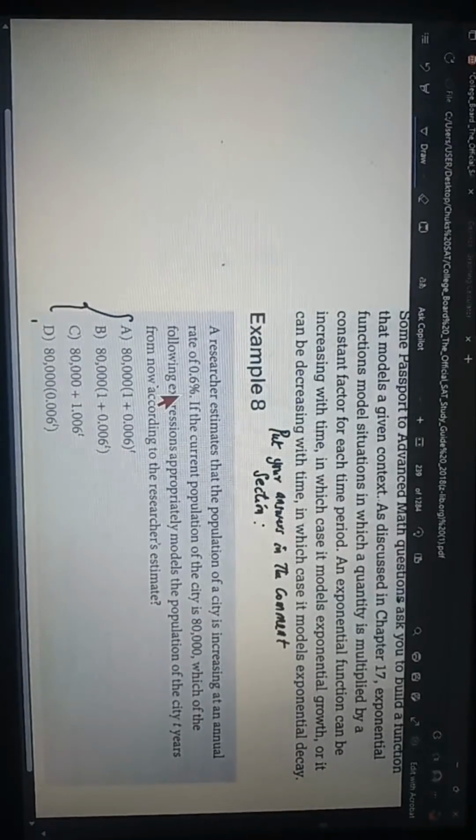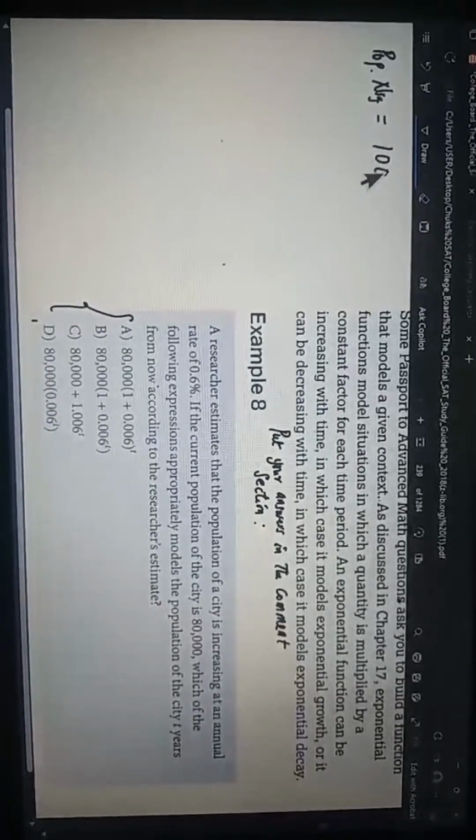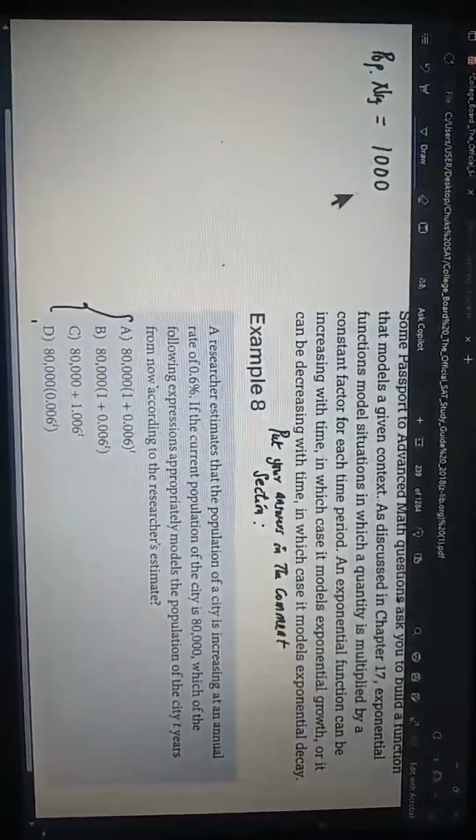So let me quickly give you an insight into what this is all about. Let's imagine the population of a certain country, let's say Nigeria, is 200 million. Or let's not use too big numbers. Let's just say the population of a country is 1,000. I don't know any country that has a population of 1,000, but let's just work with this number. Then they said that every year this population is increasing by 10%. So take note, every year the population is increasing by 10%.